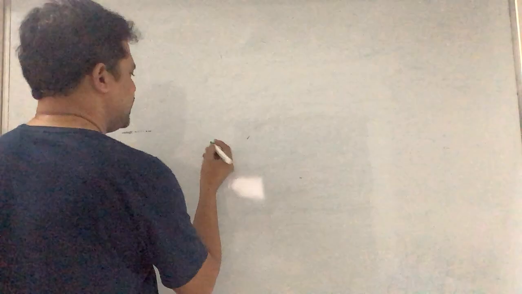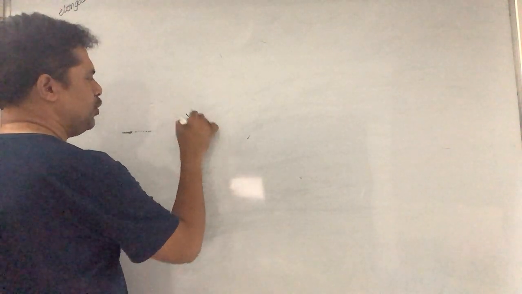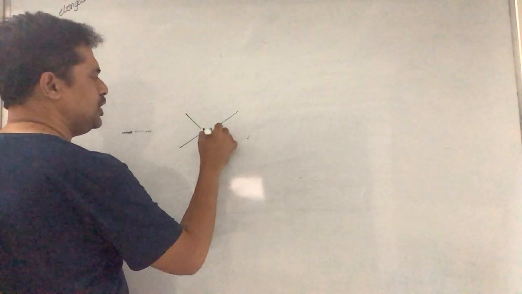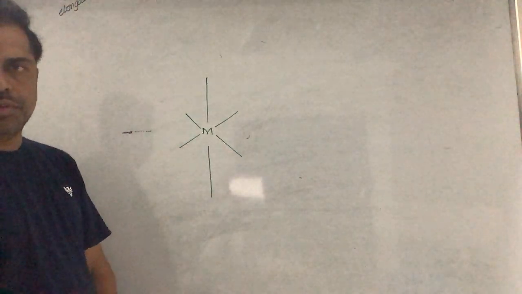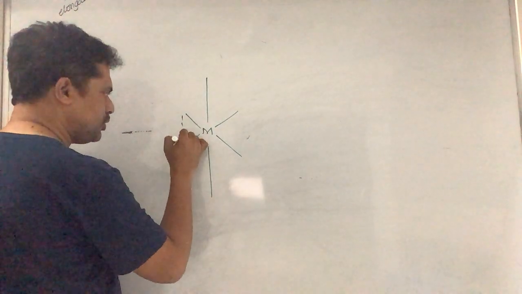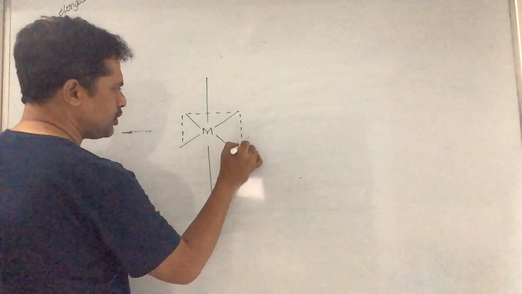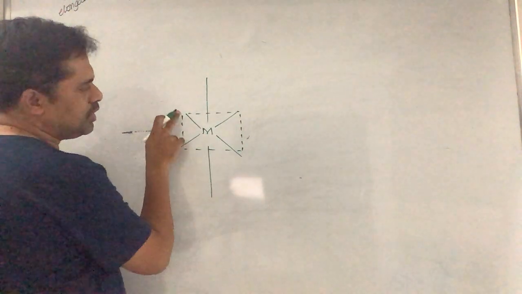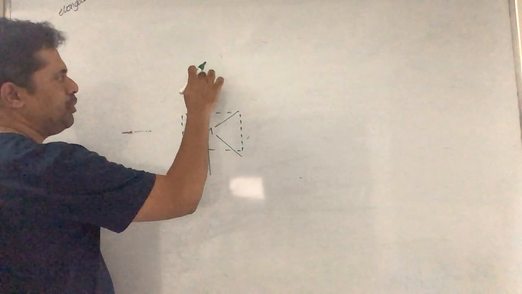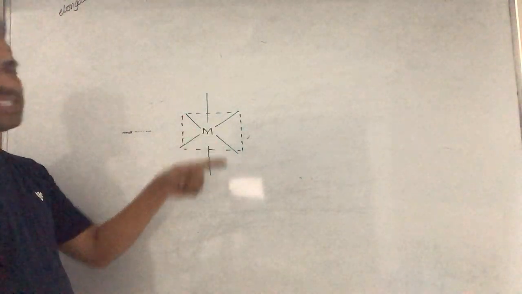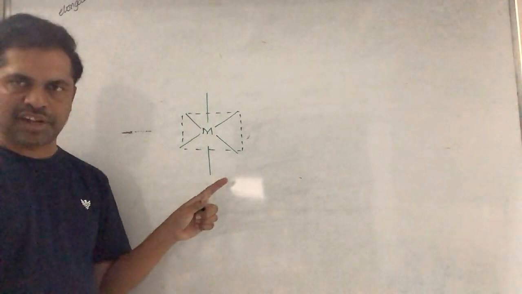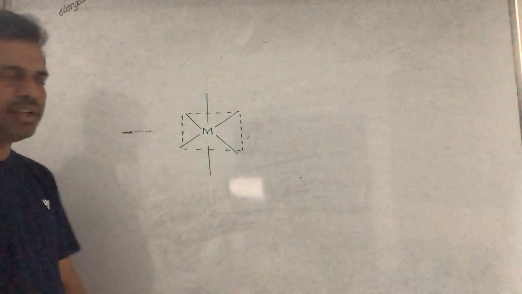See here. Let us say this is a metal. 1, 2, 3, 4, 5, 6. Look at this bond. I want to make all of them the same. For example, let us consider all these bonds are almost equal length. This is a perfect octahedral like that.